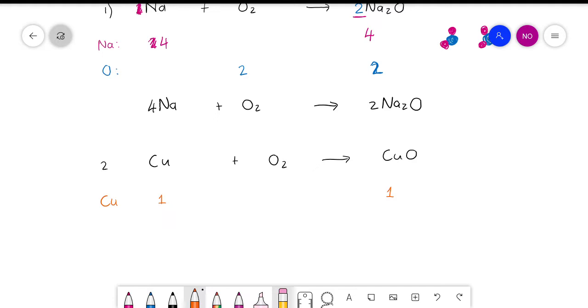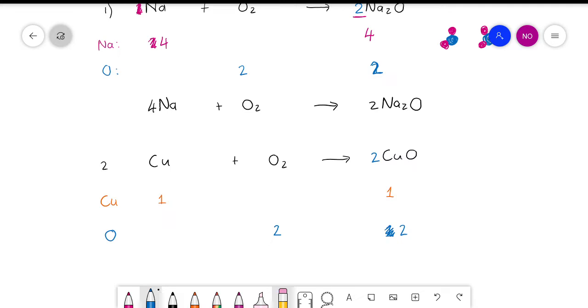Now let's look at the oxygens. How many do I have before? Two, right? We only have one molecule, but there's two oxygens in that molecule. So in total, we have two. How many do I have in my products? Only one. So we need to fix that. Okay? So I'm going to put a 2 there in front. So now the oxygens are balanced.